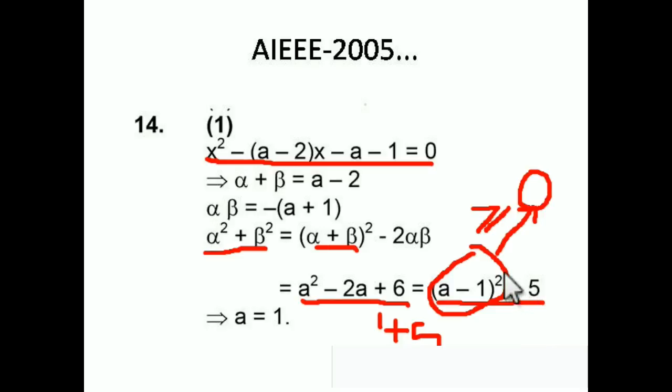Now tell me, what is the value of a for which this has the minimum value? That means this becomes 0, so a is equal to 1. If we take a equal to 1, then this becomes 0 and alpha square plus beta square gets its minimum value, that is 5. Understood? So a equal to 1 is the value for which alpha square plus beta square takes the minimum value, that is 5.